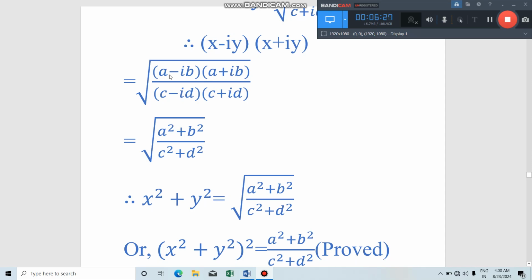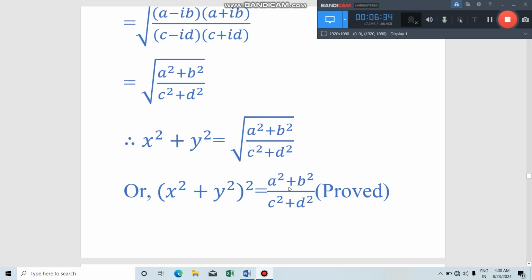So after calculation it will become root over (a square plus b square) divided by (c square plus d square). Now therefore x square plus y square equal to root over (a square plus b square) by (c square plus d square). This is the proof.